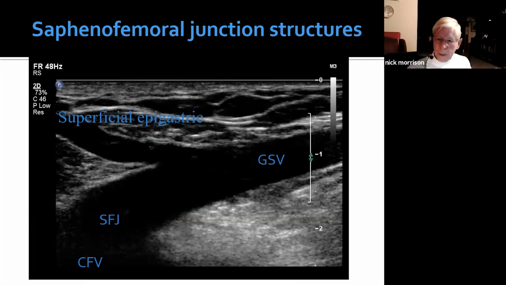So that's the image of the great saphenous vein joining the common femoral vein and that superficial epigastric. Most of us start our thermal ablation below this site, but again, some of the European literature indicates very good success with ablating all the way to the saphenofemoral junction. This will probably avoid those recurrences through the anterior accessory saphenous vein.